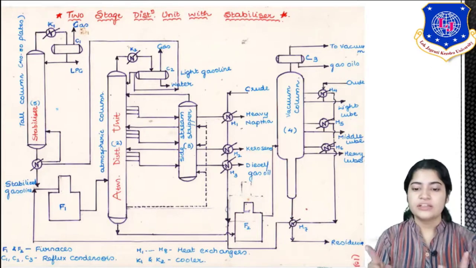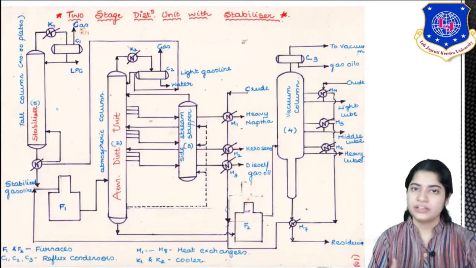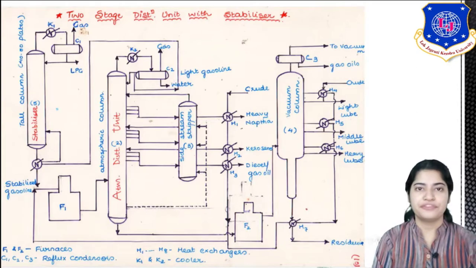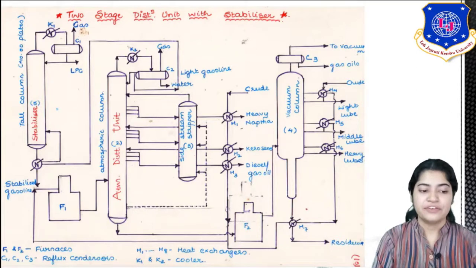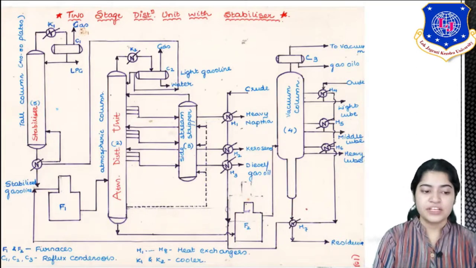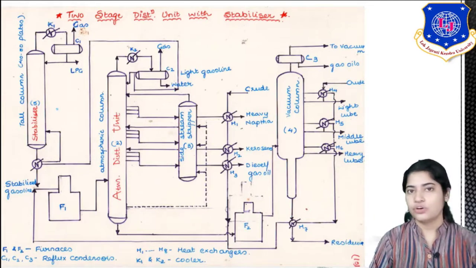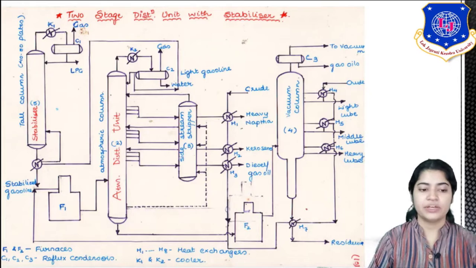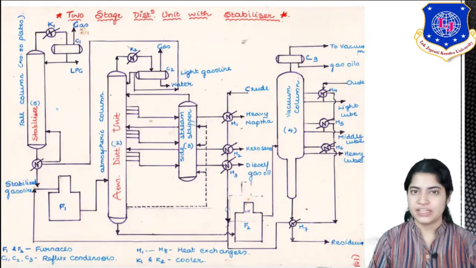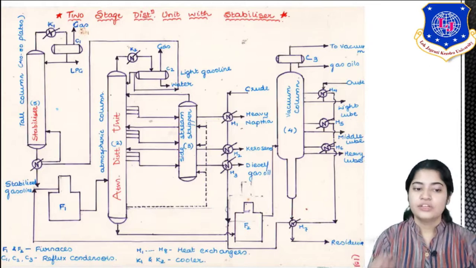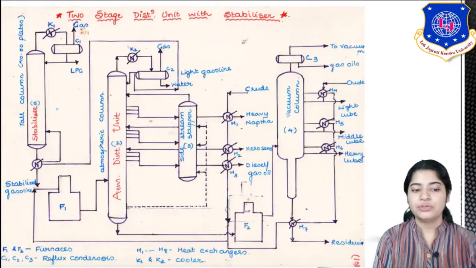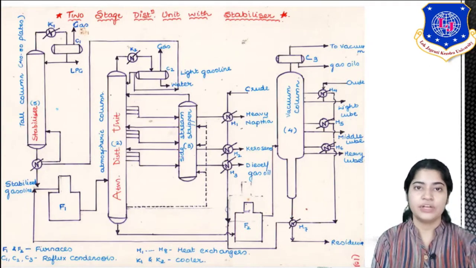So you can see the crude after exchanging heat is going to F1. What is F1? Furnace 1. What does furnace 1 do? It heats your crude up to topping temperature, up to 370 degrees Celsius. Now it is sent to the atmospheric distillation unit. So in ADU you can see the number 2, labeled number 2, that is your ADU.